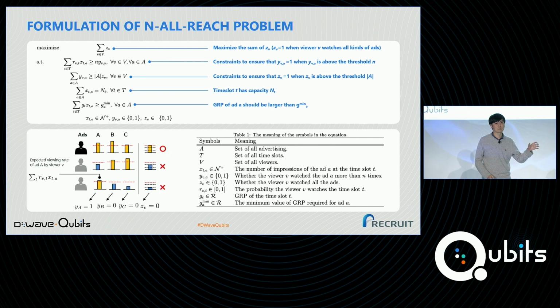And z is also an additional auxiliary variable that indicates whether each viewer watches all kinds of advertising or not. So in this case, this viewer watched all kinds of advertising, so the flag is equal to 1. In this problem, we are maximizing the sum of z, which is the total number of viewers who watch all kinds of advertising more than n times.